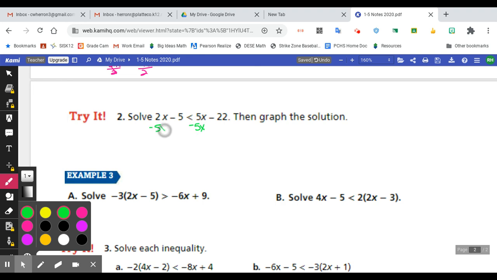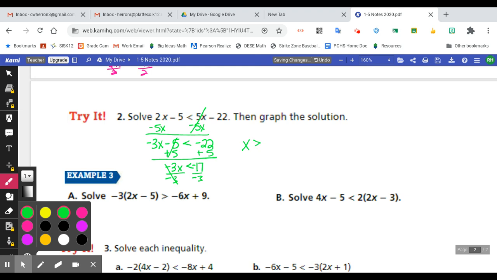So if you're back, I'm moving my x's to the left again. Negative 3x minus 5 is less than negative 22. I'm going to add 5 here. That's going to give me negative 3x is less than negative 17. Divide by negative 3, and we flip because we divided by a negative.